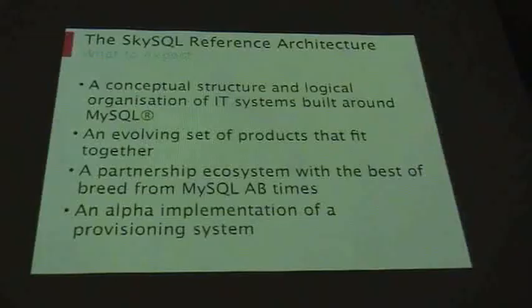ecosystem. So, looking at the reference architecture from another point of view, it's an evolving set of products that fit together. So products that fit together, that's important. It's also an evolving set, meaning that it's evolving in two ways. One, our reference architecture also is anchored into a service on the web, and that supports only a particular set of products. So don't expect it to have all the products that rightfully belongs in the reference architecture today.